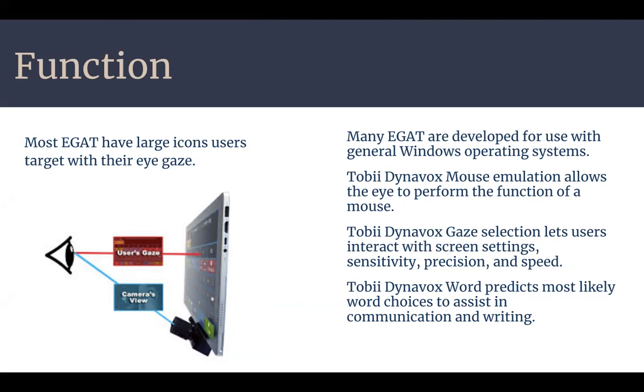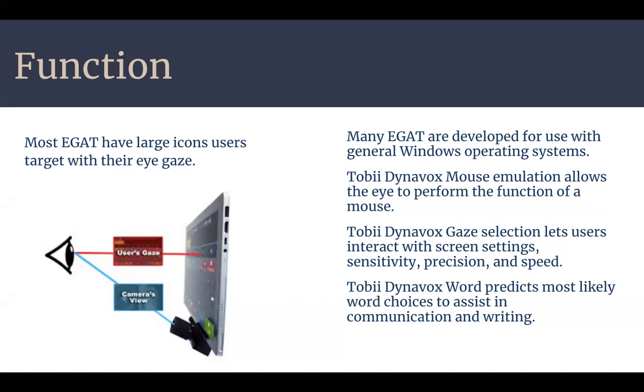Any individuals who are working in a classroom, a special ed room, might be familiar with Tobii Dynavox. Tobii Dynavox has developed many programs and functions specifically for eye gaze, such as mouse emulation. So now the eye gaze is going to perform the same function as a mouse. There's also gaze selection. So users can modify and interact with the screen settings with those accessibility options, such as eye gaze sensitivity, the precision, and the speed, such as the speed of words when an individual is writing using a visual keyboard.